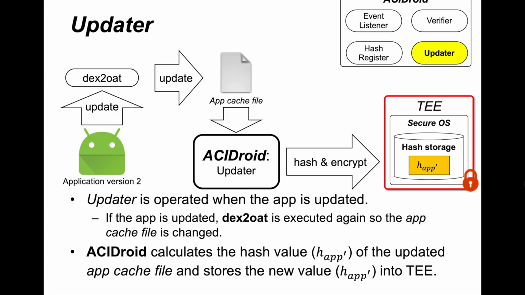The last component is an updater. This component is executed when the application is updated. If the application is updated, the dex2oat compiler is executed again so the application file is changed. Therefore, ACIDroid calculates the hash value of the updated application file and then stores the new value into the trusted execution environment after encryption as well as removing the old hash value.